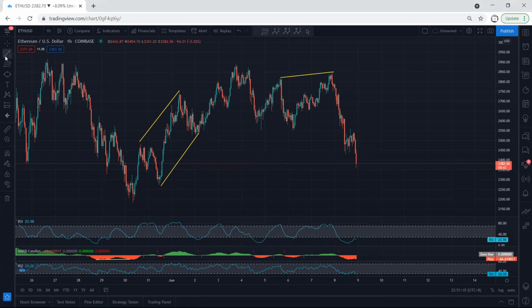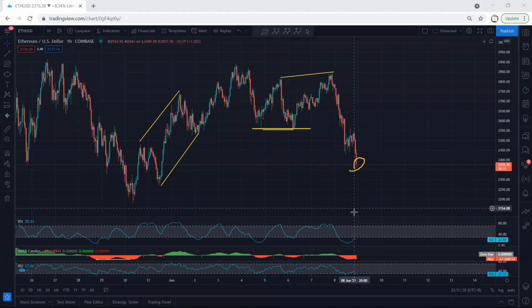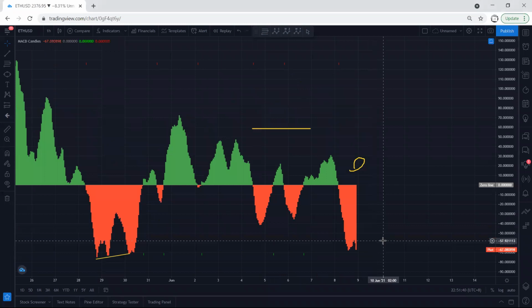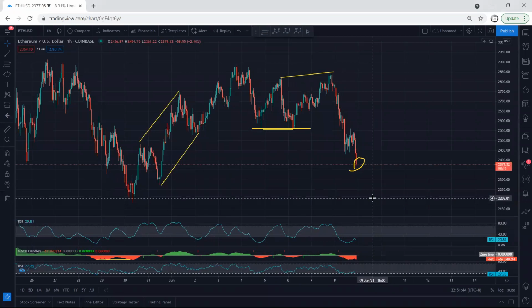Because if we refer to our analysis, I mentioned we're looking for the flat. The reason was we put this one as the first correction, which is a flat, and the next one. But now the question is whether this last one is a three-wave structure, or it can be more complex. Because if we put this low relative to the previous one, we don't see the divergence. We mentioned if the price drops with the divergence, we can look for the reversal.